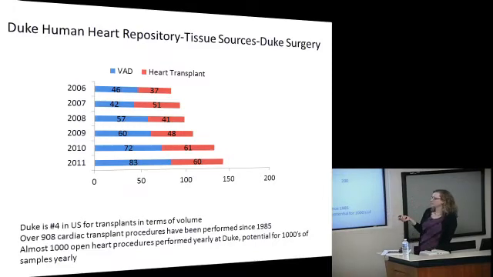We are number 4 in the United States for transplants in terms of volume, and we are pretty high also in the country in terms of the number of LVADs that are performed. And over 908 transplants have been performed at Duke since 1985 when the program first started. So from these kinds of procedures, there's the potential for thousands of samples on a yearly basis.